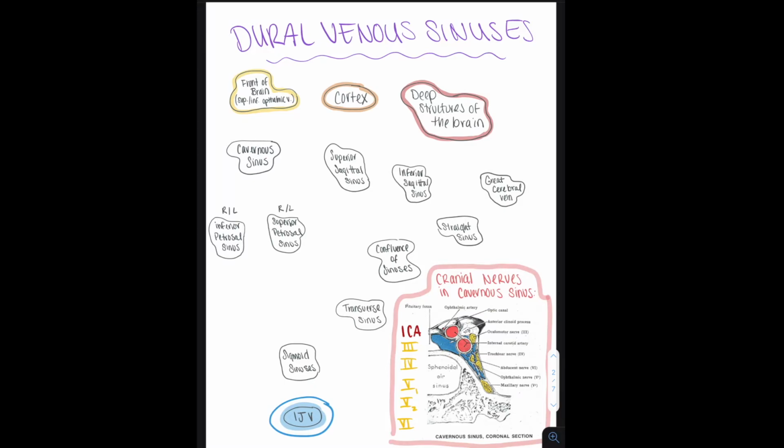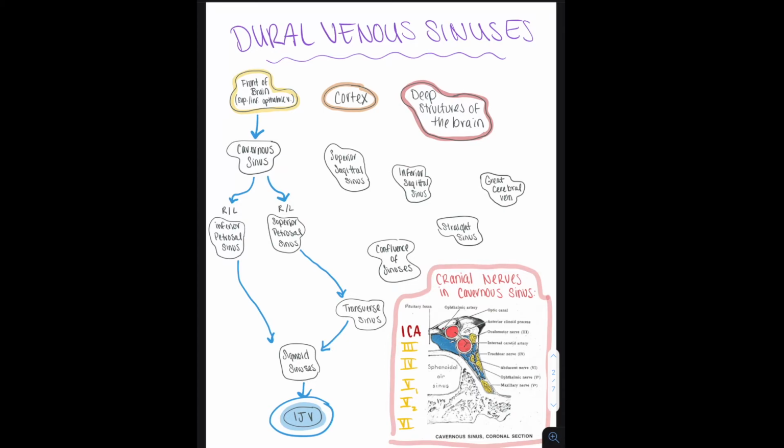Starting with the front of the brain at the superior and inferior ophthalmic veins, these drain into the cavernous sinuses. The blood then moves into the right and left, inferior and superior petrosal sinuses. The inferior then drains into the sigmoid sinuses, which then exit the brain by the IJV. The superior petrosal sinuses drain into the transverse sinus, which then leads to the sigmoid and out through the IJV.